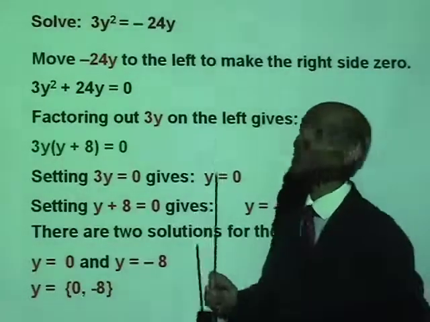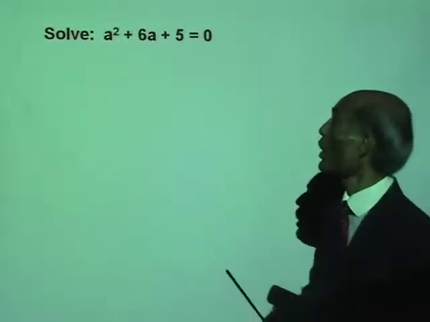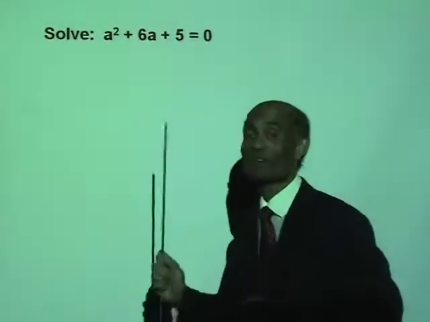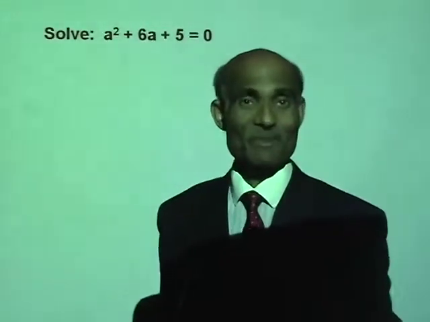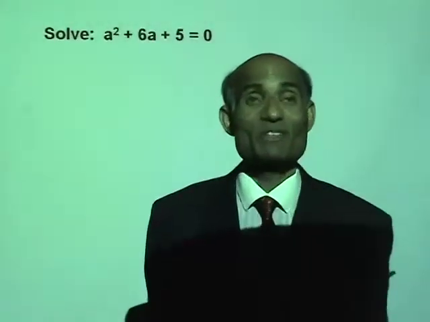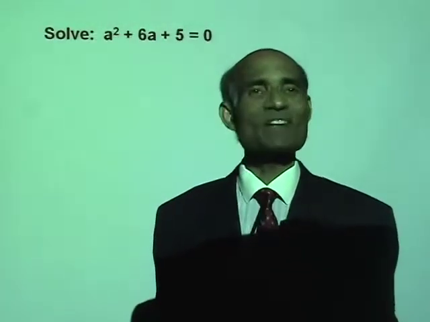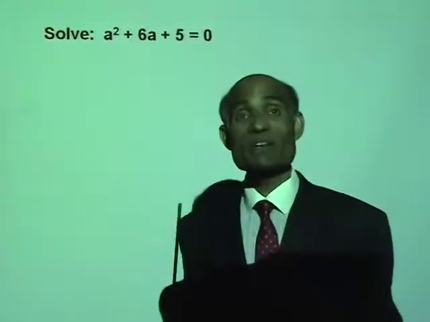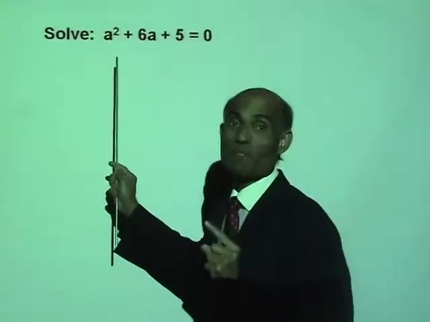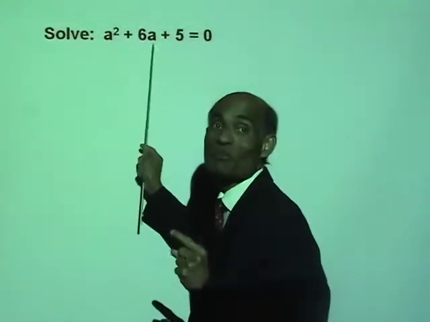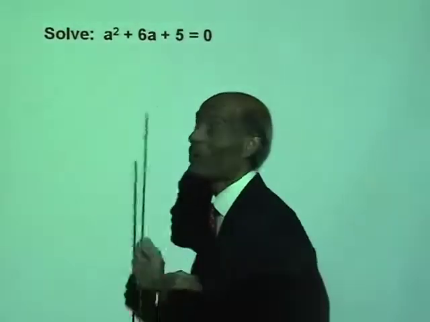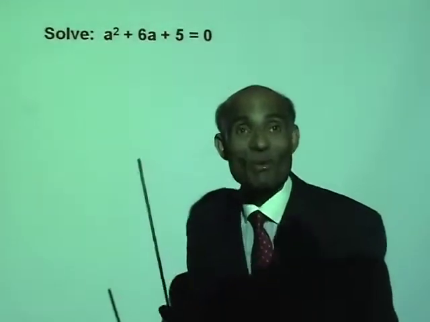Okay, let's look at another equation. Solve a squared plus 6a plus 5 equal to 0. A very good equation. Now, this is a quadratic equation. What did I say a quadratic equation is? A quadratic equation is an equation of the second degree. Now, what is the variable here? The variable is a. Well, you can see a quadratic equation is a trinomial.